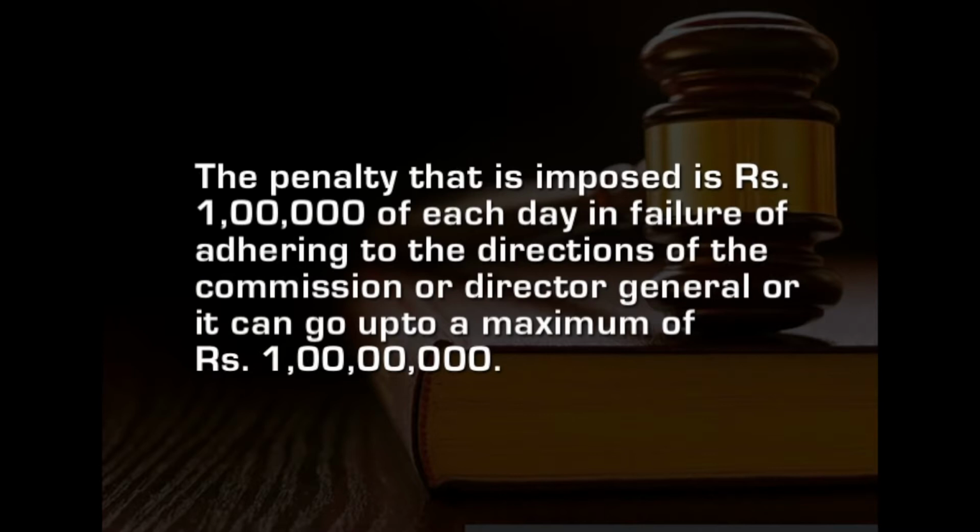So, it clearly lays down that whenever there is failure to comply, not with the orders of the Commission alone or any directions of the Commission alone, but also the Director General, what is the penalty imposed here? The penalty that is imposed is rupees 1 lakh for each day in failure to adhere to the directions of the Commission or the Director General, and it can go up to a maximum of rupees 1 crore.